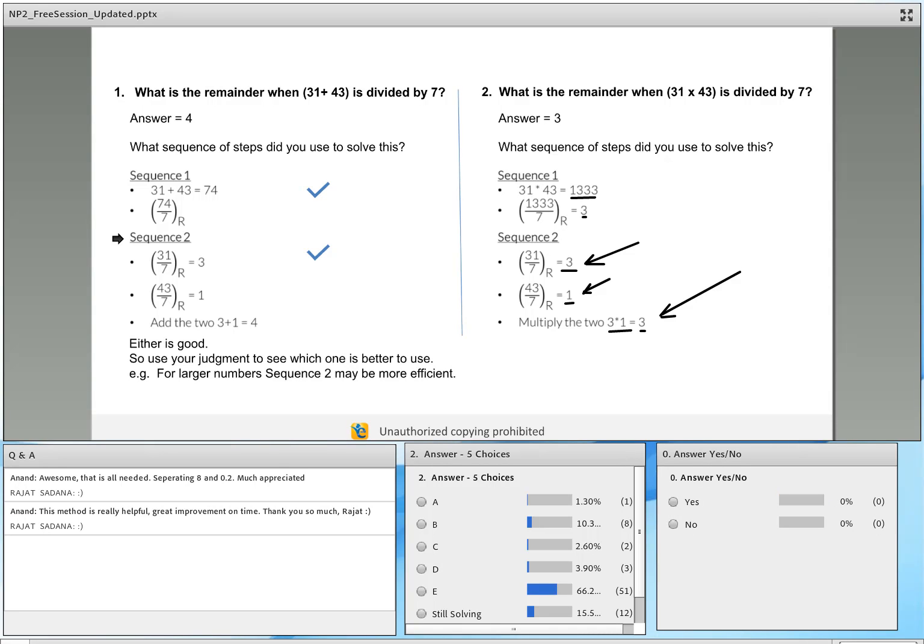But first of all, is the second method clear? I'm going to justify why the second method works. Some of you are wondering why does this work, but is the method clear in sequence 2? All right, perfect. So this is what we call adding and multiplying remainders.